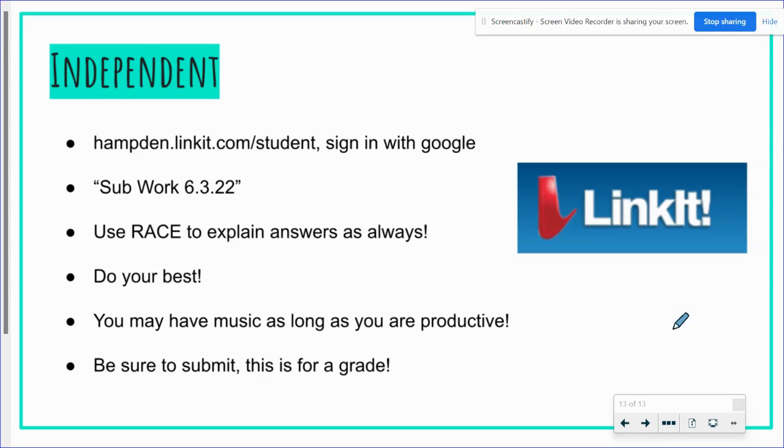Please remember, you need to explain your answers using RACE. You're going to do your best. Just try your hardest. That's all I'm looking for. You may listen to music as long as you are productive. And then also be sure to submit. Both this Edpuzzle and the Linkit are for a grade.